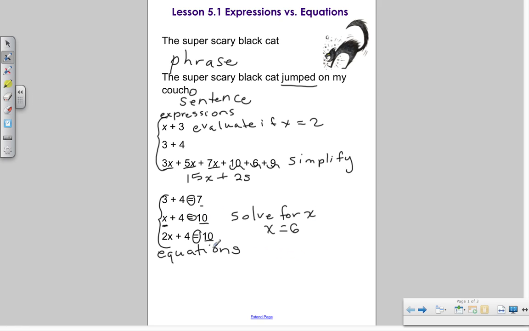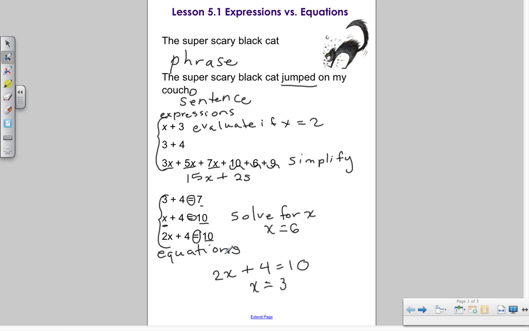Now the final one, 2x plus 4 equals 10, can you think of something that x could be that would make that equation true? Well, we're going to learn how to solve that formally, but I think you could probably think through it. If I double a number and then I add 4, I'm going to get 10. My answer would have to be 3, because if I multiply 2 times 3, I get 6. I add 4 more, and I get 10.